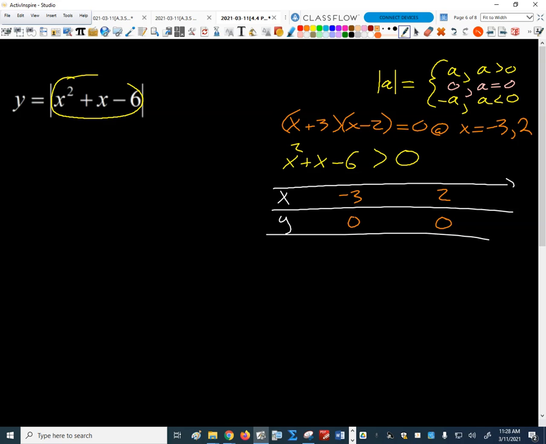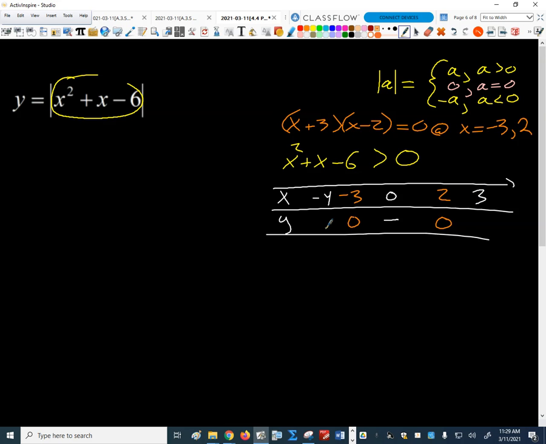Well, we could pick a test point, right? What if I pick the point 0? If I plug 0 into my function, am I getting a positive or a negative value? If I plug 0 in, I'm getting a negative, right? I can either use the factored form here, I'm getting 3 times negative 2, or plug it in down here and just get negative 6. So it's negative there.